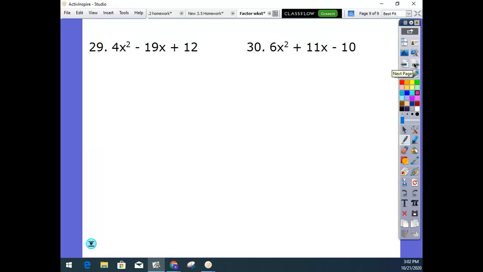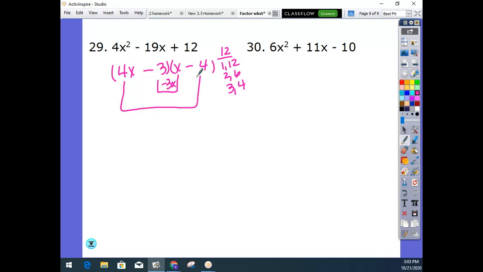Last two. So sometimes it's helpful just to write each one out. 1 and 6, 2 and 3, 1 and 10, 2 and 5.